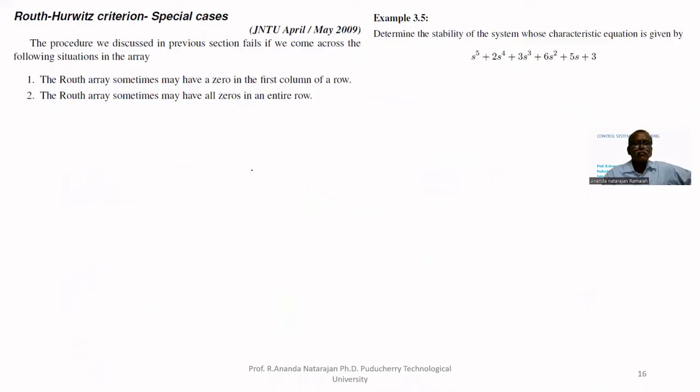So there is a procedure to find the location of poles, whether it is on the right hand side, left hand side, or on the j omega axis. For that, there is a criterion called the Routh-Hurwitz criterion. Let us see that.